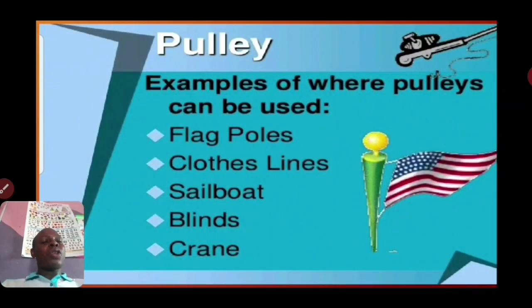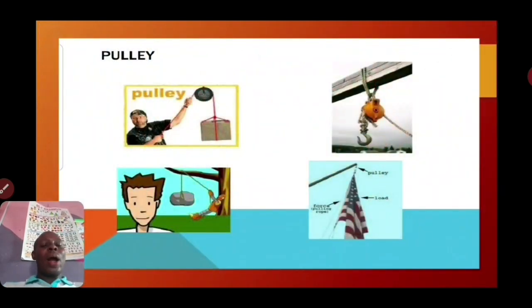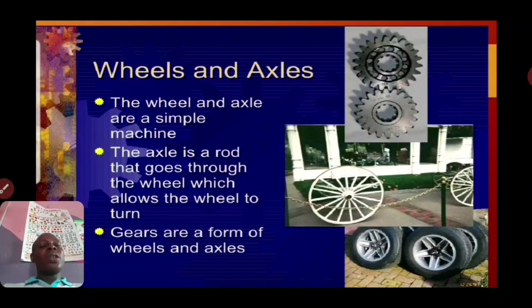Now, examples of pulley, we have the flag poles. Please note the flag pole, clothesline, sailboats, blinds, and crane. These are examples of pulley. I hope you are following. Okay, now let's go to the next one. You can also see them here. These are pulleys. Okay, let's go to the next type of simple machine.